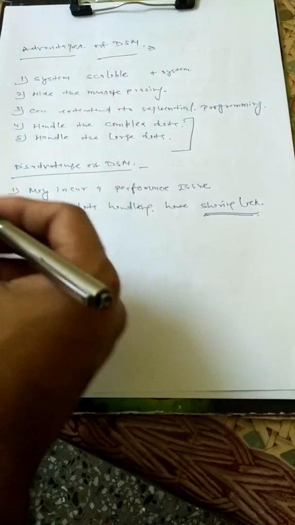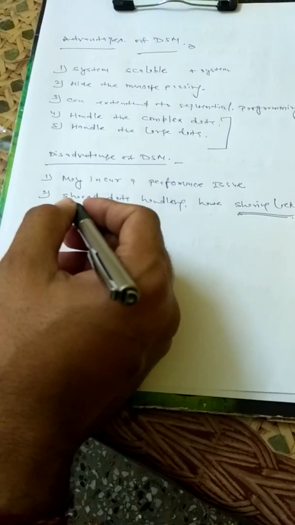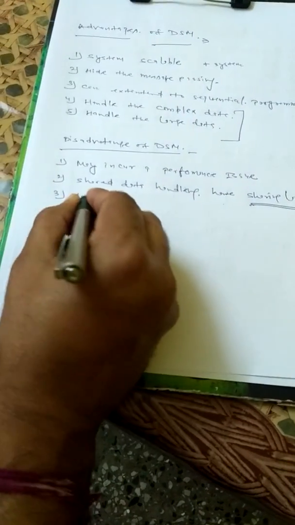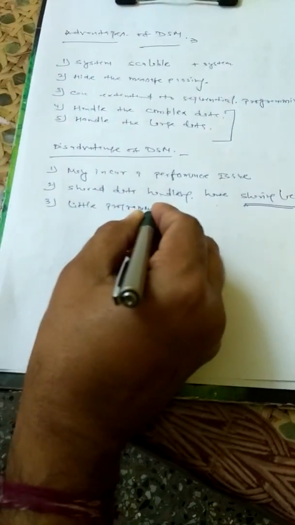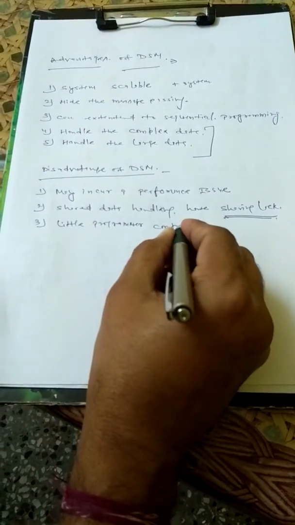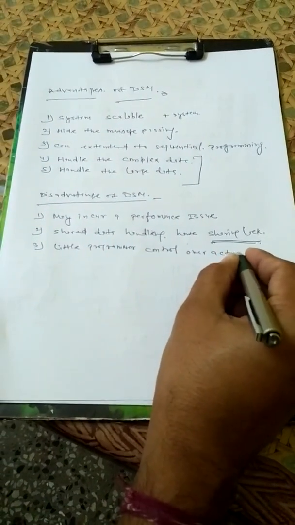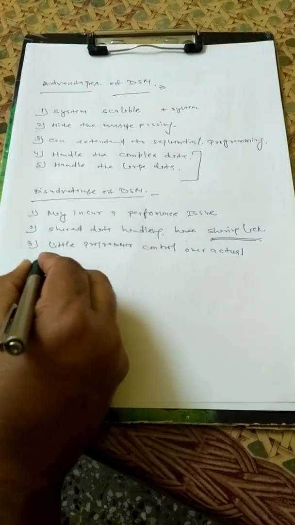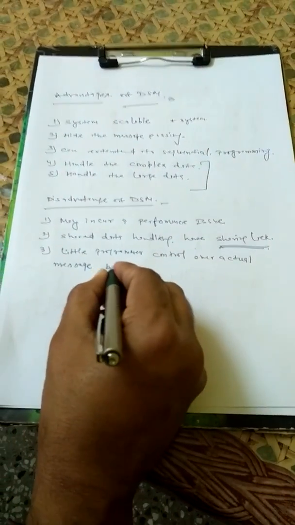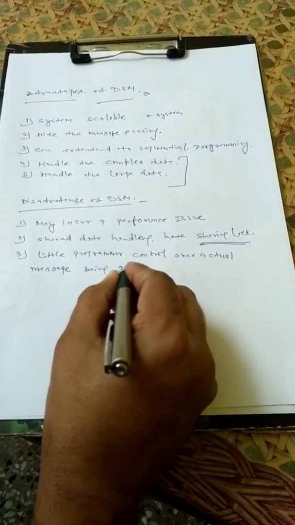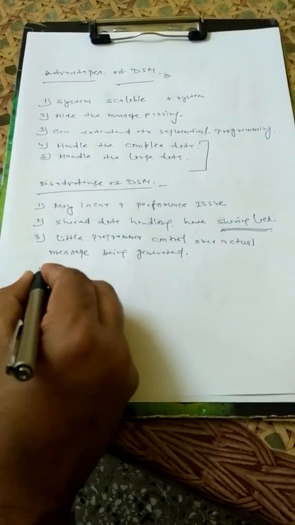Now the third disadvantage is that there is little programmer control over the actual message being generated. So this is the third disadvantage.